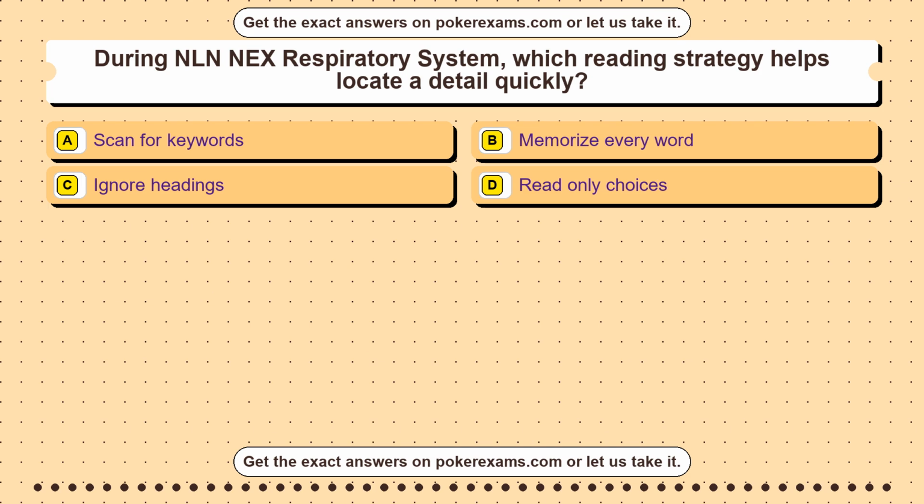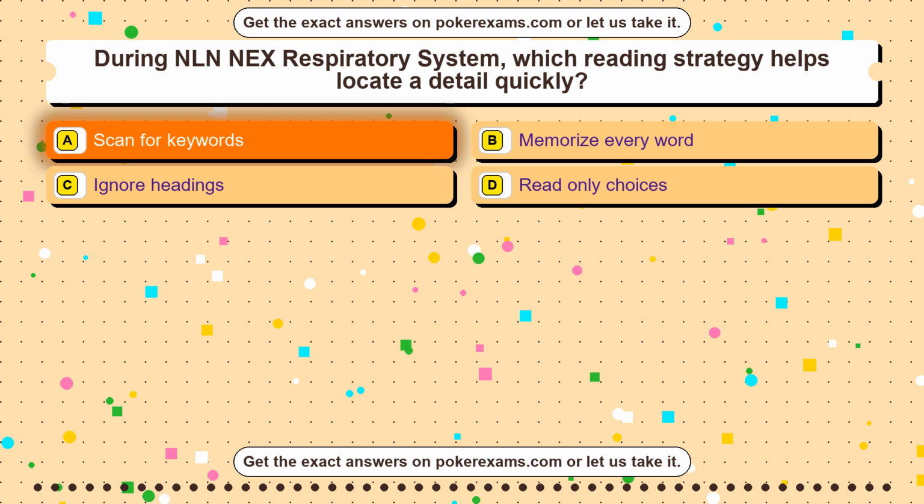Question 41. During GED reading comprehension practice, which sentence has a misplaced modifier? Option A, running down the street, the backpack bounced on him. Option B, he ran down the street with a backpack. Option C, the backpack was on his shoulders. Option D, he carried the backpack carefully. The correct answer is option A.